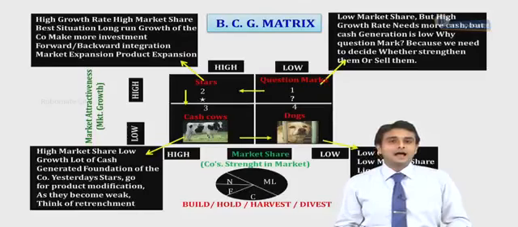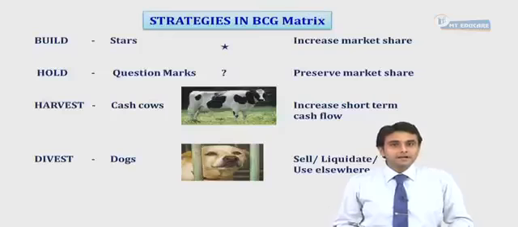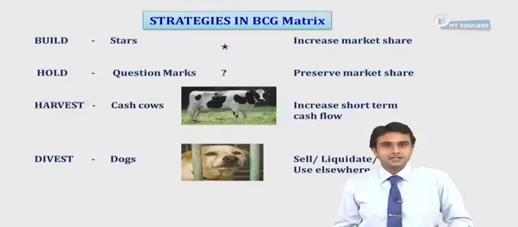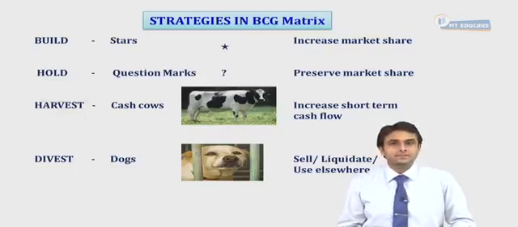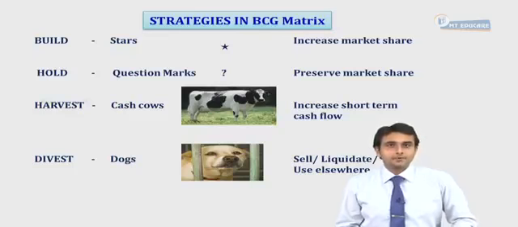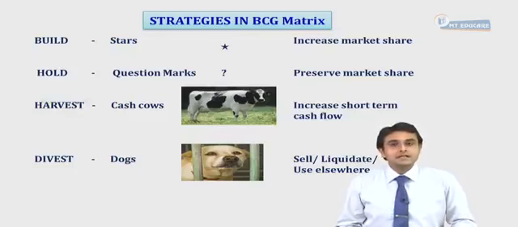So I have to build my stars, that is, I need to increase the market share, I need to invest more in the products which are my stars. I need to wait and watch, I need to hold the products which are my question marks. And regarding the cash cows, the way to deal with cash cows is I need to give in more inputs to the cash cows so that I can make the best out of it today, because I have an assumption that in the long run, this is going to be my dog.